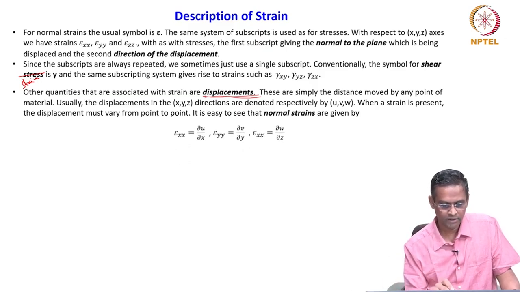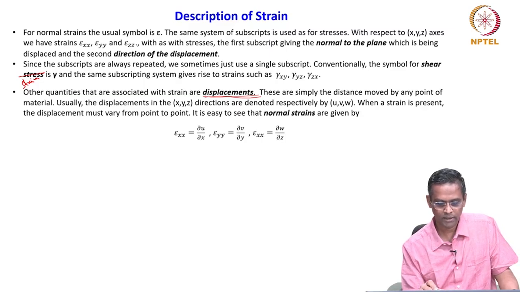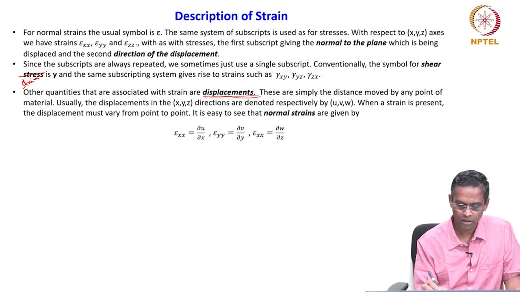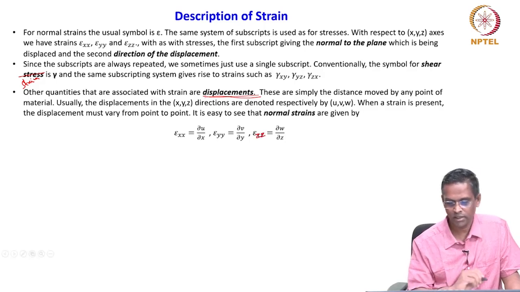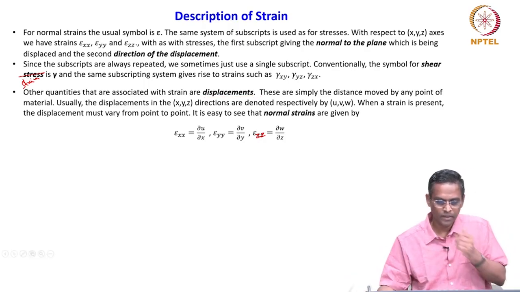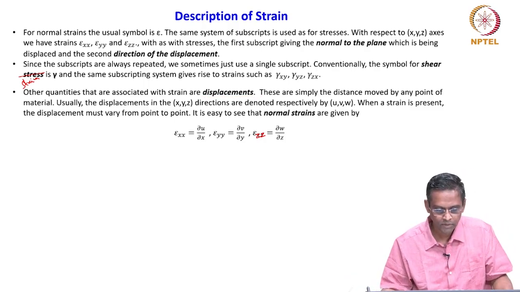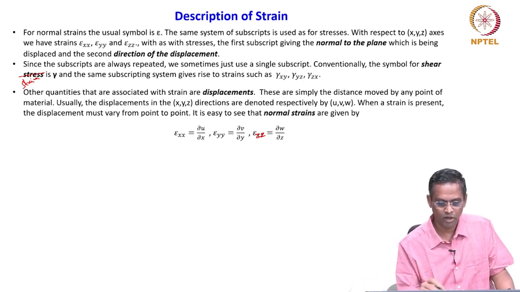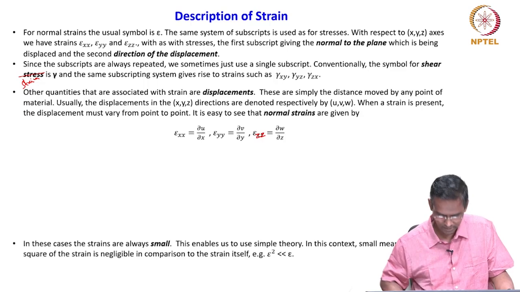epsilon xx is equal to dou u by dou x, epsilon yy is equal to dou v by dou y, epsilon zz is equal to dou w by dou z. There is a typo on the slide here. So the displacements for normal strains are given like this.